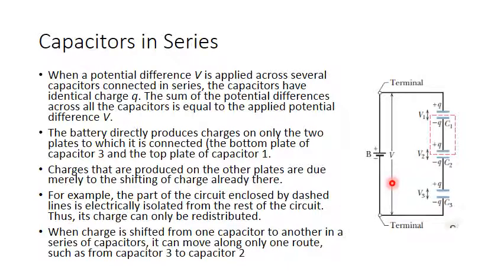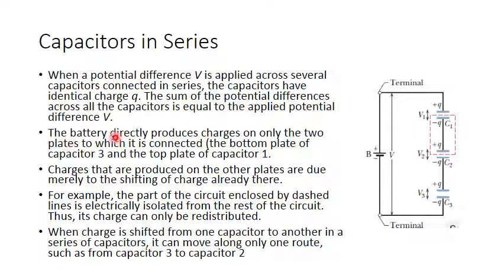So in this case, we say that when a potential difference V is applied across several capacitors connected in series, the capacitors have identical charge Q, and the sum of the potential differences V1, V2, V3 across all the capacitors is equal to the applied potential difference.